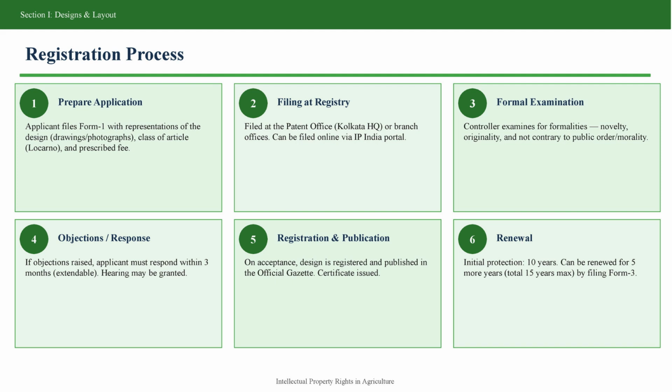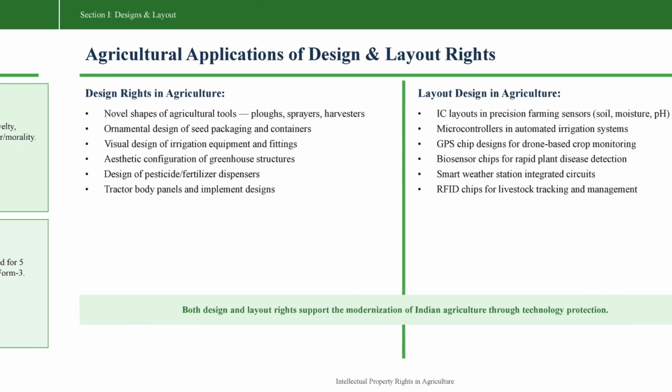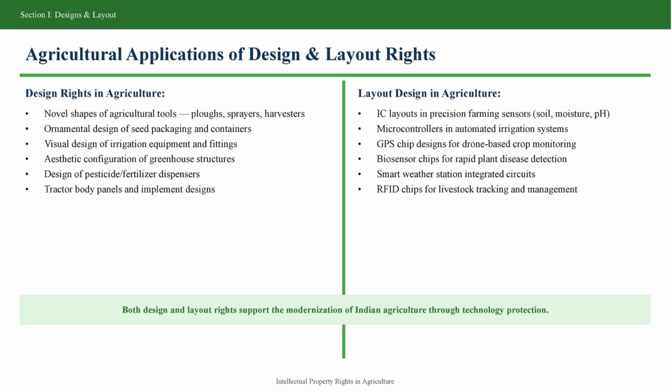And Step 6, renewal. Initial protection, 10 years, can be renewed for 5 more years, total 15 years max, by filing Form 3. So that's 6 clean steps from application right through to renewal, a fairly straightforward administrative journey. Moving further, let's look at agricultural applications of design and layout rights.